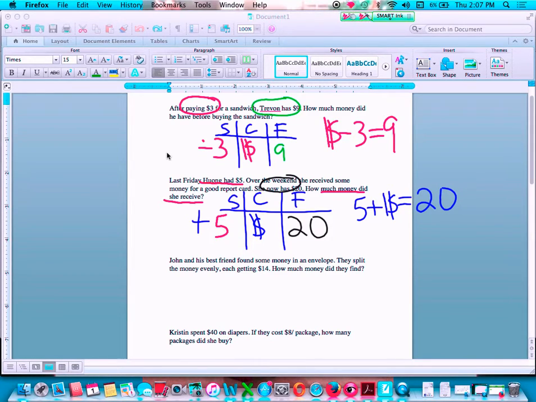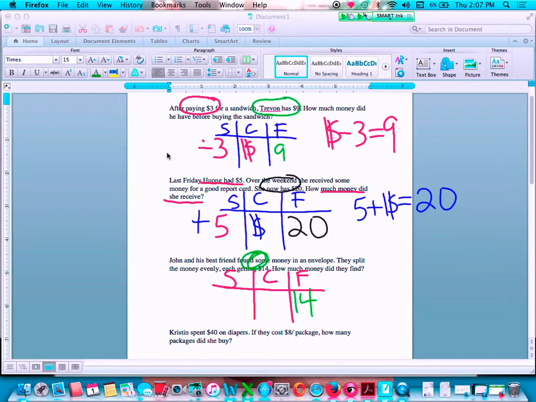Okay? The third one here real quick, if I set that one up, start, change and finish. It says here John and his best friend found some money in an envelope. They split the money evenly, each getting $14. How much money did they find? Well, what did they end up with? What did they both finish with? They both ended up getting $14 right there, so I'll circle it. They both ended up getting 14 bucks.